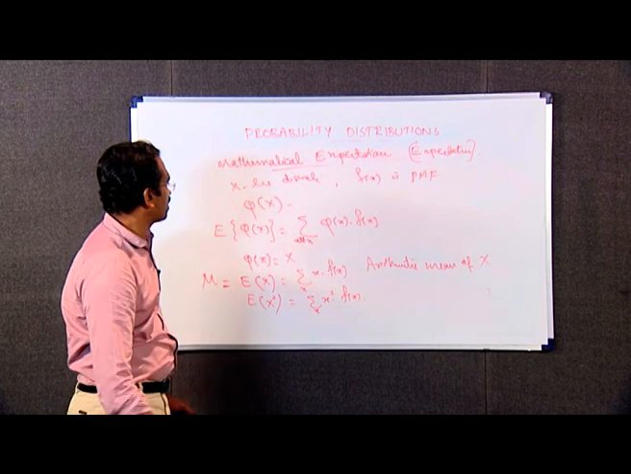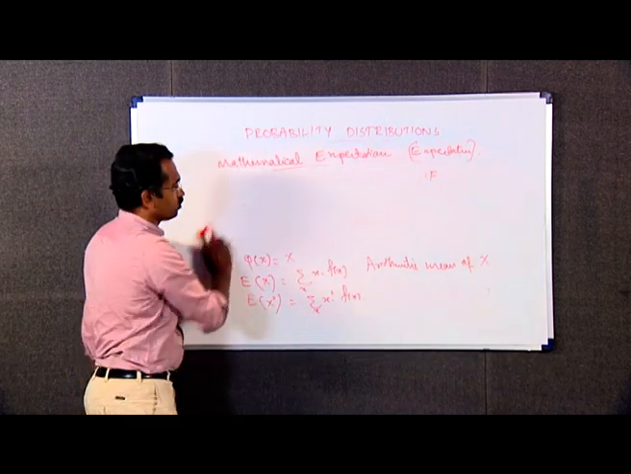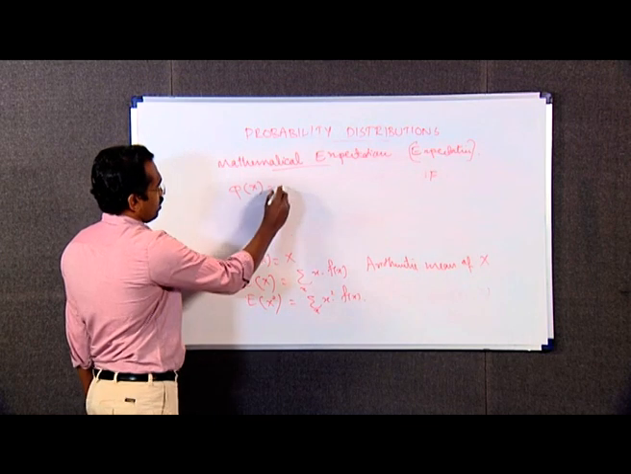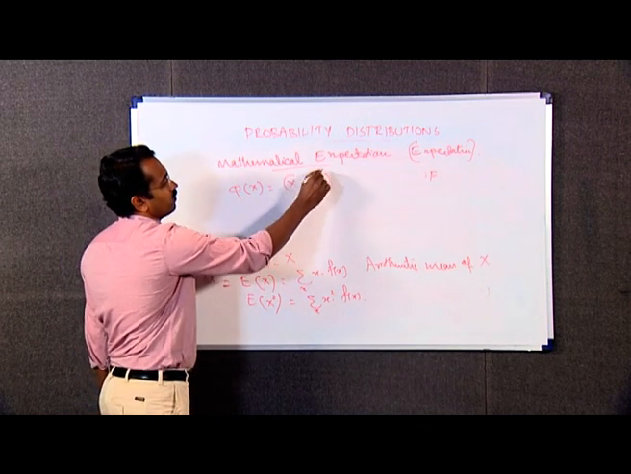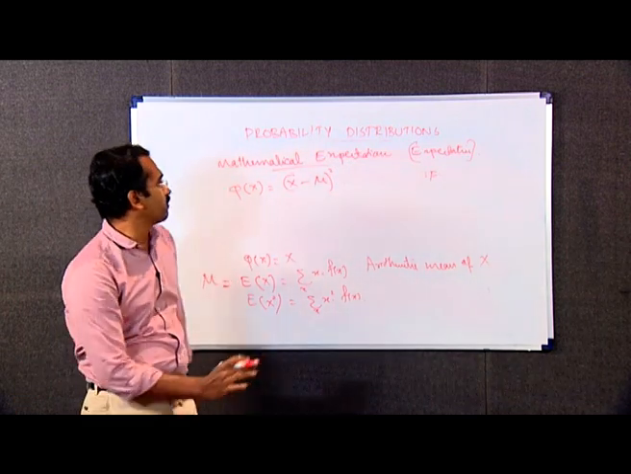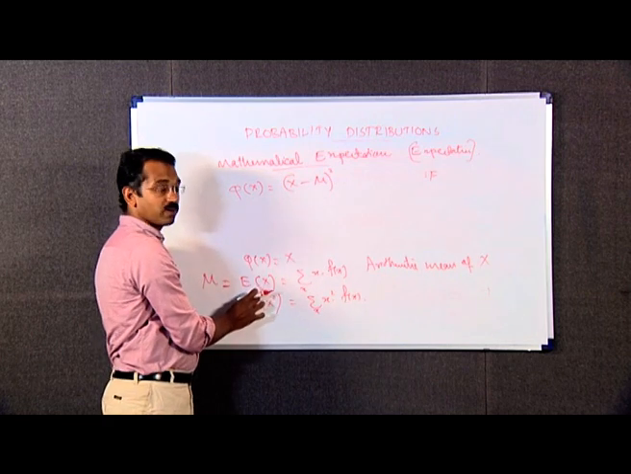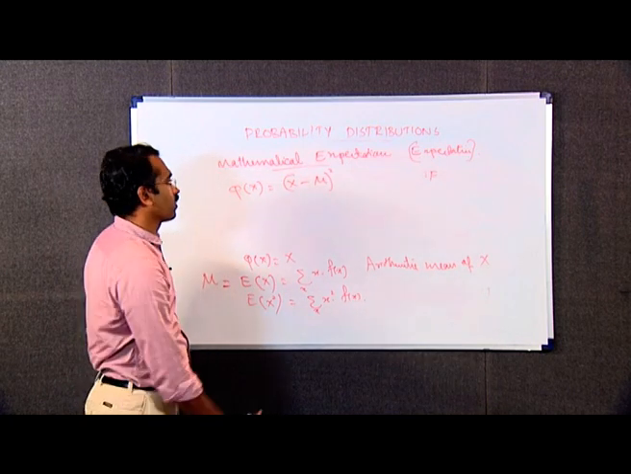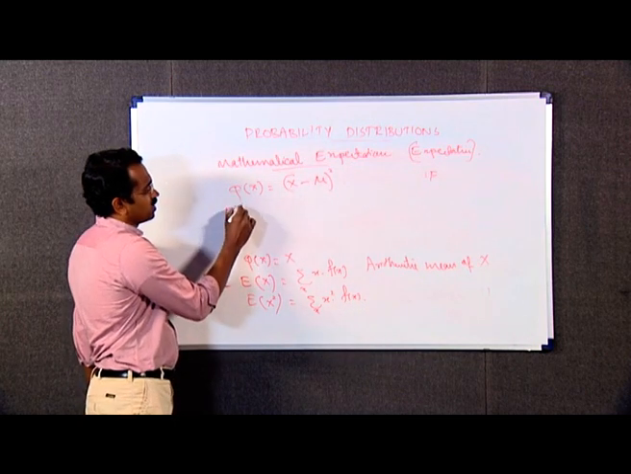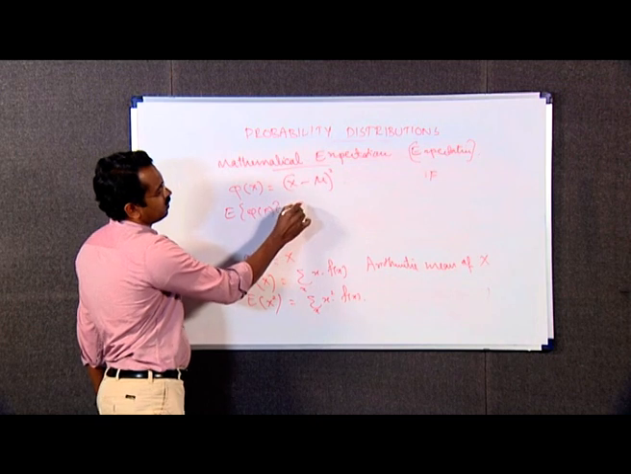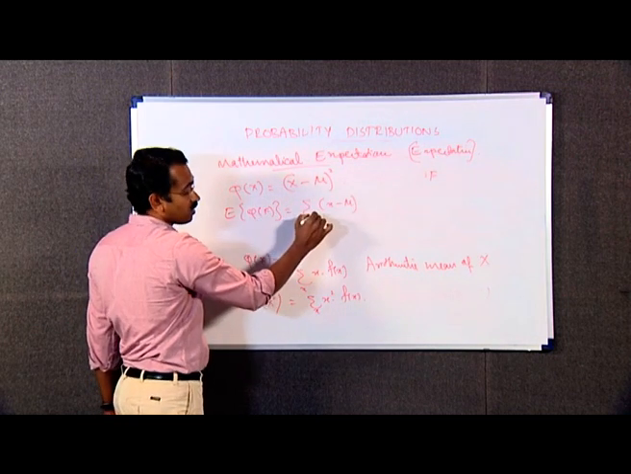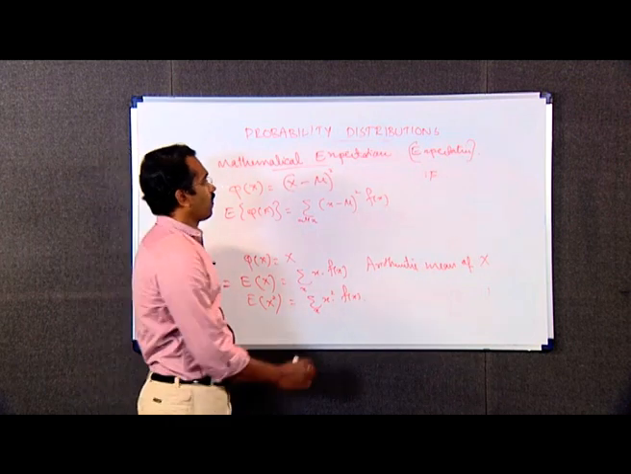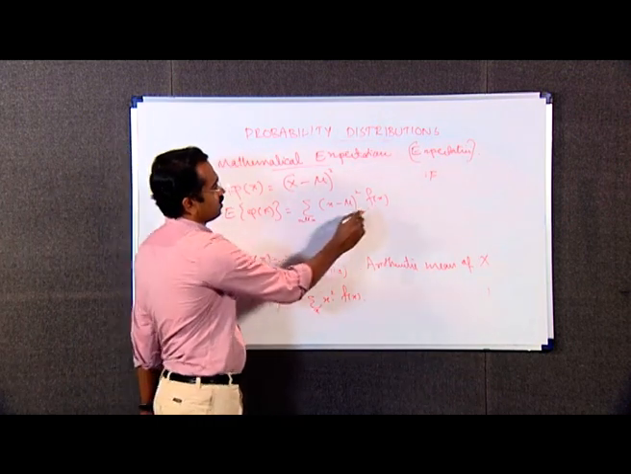If we take the function phi of x as x minus mu the whole square, that is we subtract mu, the expectation of x, from all the values of x and take the squares, then the expectation of phi of x will become summation of x minus mu whole square into f of x for all values of x. This is known as the variance of x.